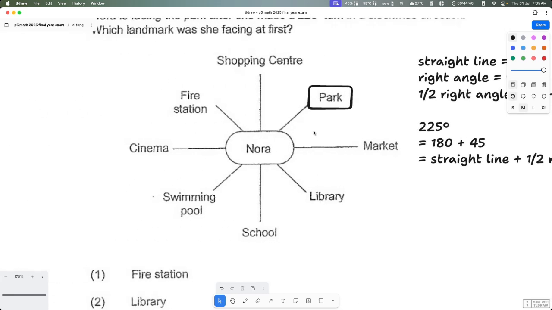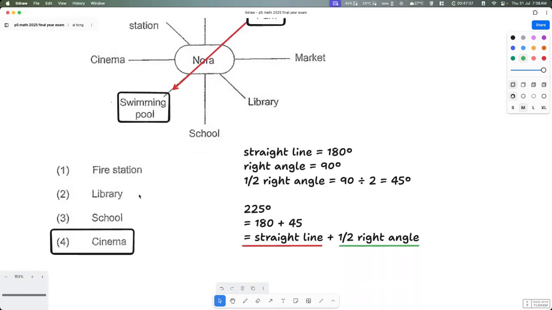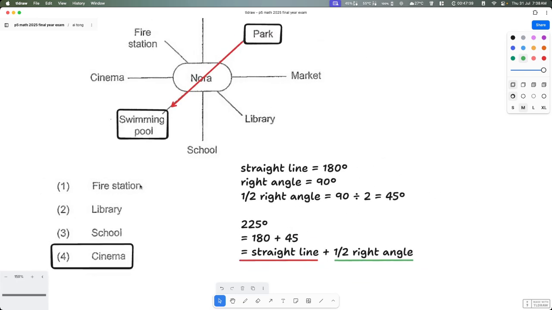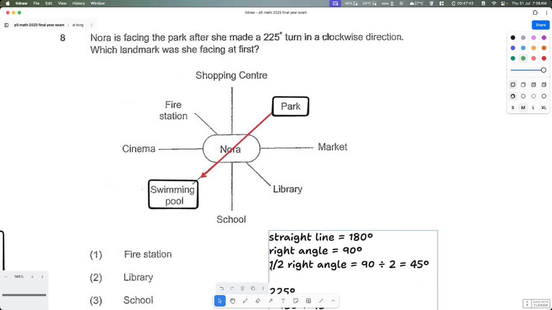Right, so we will get the straight line first, which is the swimming pool. And then after that, this is the straight line. So 180 is the straight line over here, as what you see. Basically, she landed at a park, and then 225. So it looks something like this. In essence, you have the swimming pool, and then 180 degrees, and then facing towards the park. That's what you see over here, like this.